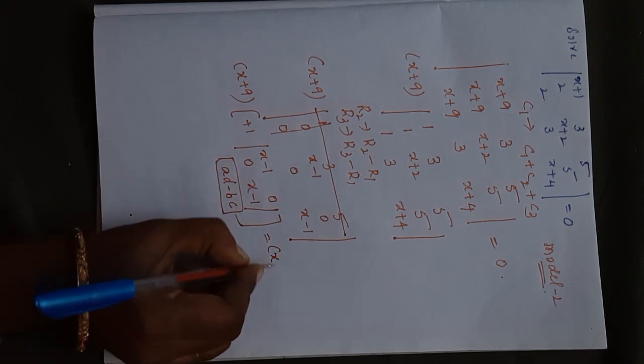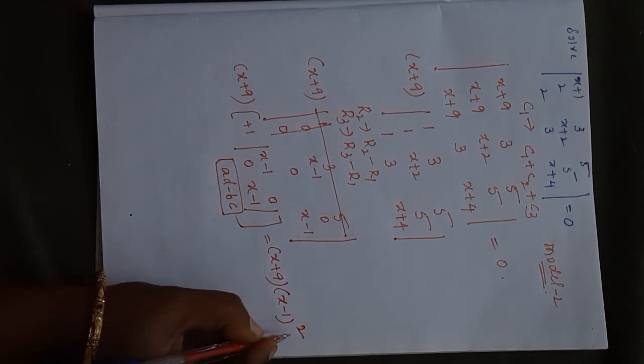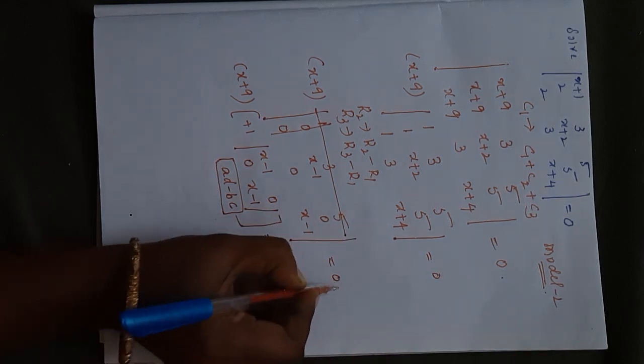So (x+9) into (x minus 1) whole square is equal to 0. So here also you have to write is equal to 0.